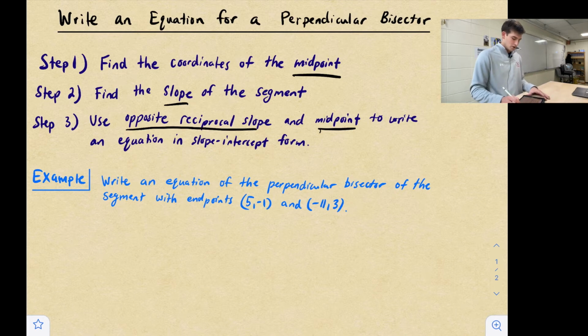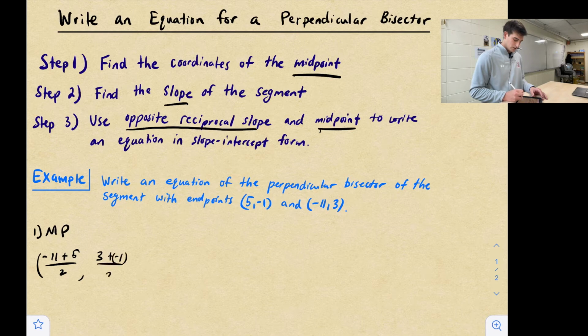So here we go. We're going to write an equation of the perpendicular bisector of the segment with endpoints (5, -1) and (-11, 3). Okay, so step one here, we want to find the midpoint. So the midpoint formula is basically just add your two x coordinates together and divide by 2. So I'm going to say -11 plus 5 over 2. That'd be my x coordinate, and then let's do 3 plus -1 over 2.